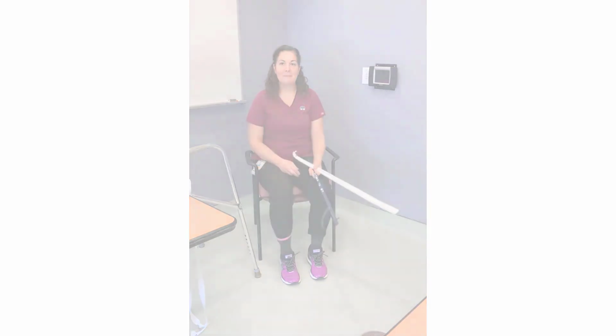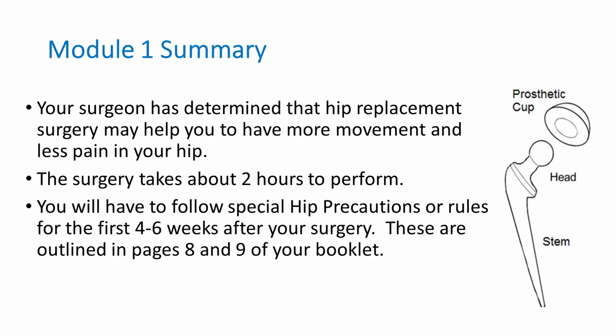Module 1 Summary. Your surgeon has determined that hip replacement surgery may help you to have more movement and less pain in your hip. The surgery takes about 2 hours to perform. You will have to follow special hip precautions or rules for the first 4 to 6 weeks after your surgery. These are outlined in pages 8 and 9 of your booklet.